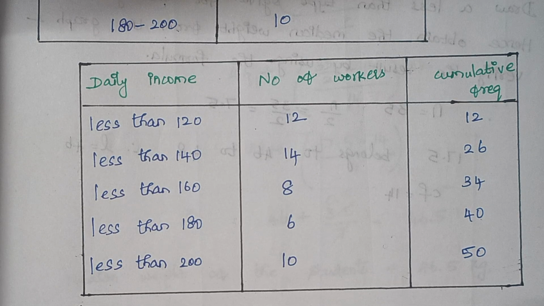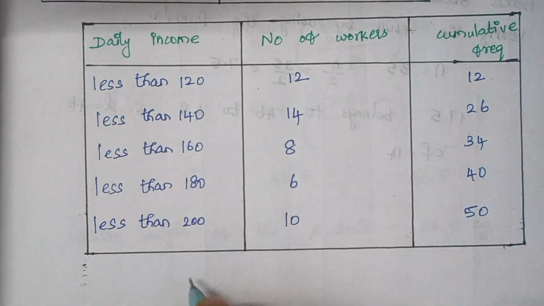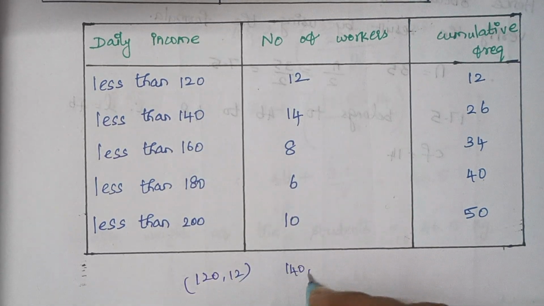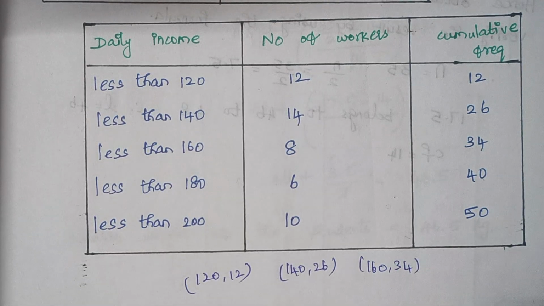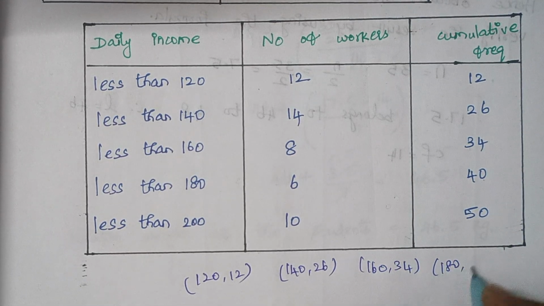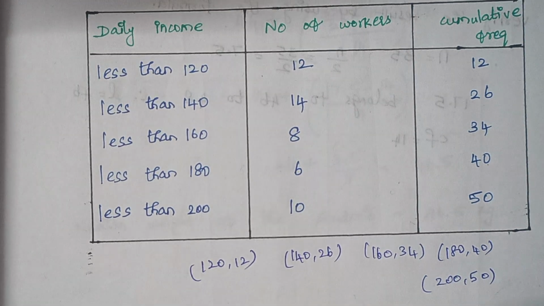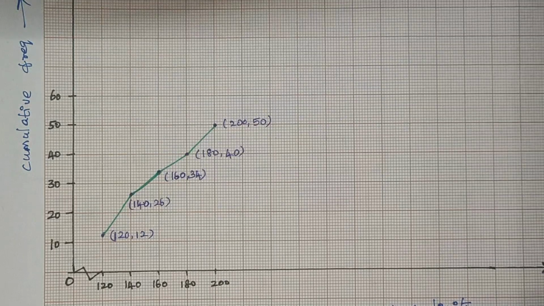Before drawing it in a graph sheet, if you want, you can write the values exactly. That is, we can write this as 120, 12, so it will be easy for you to plot. The next is 140, 26. The next is 160, 34. And 180, 40. And finally the last value is 200 with 50. So these are all the x-y values. Now we are going to plot these values in a graph sheet.